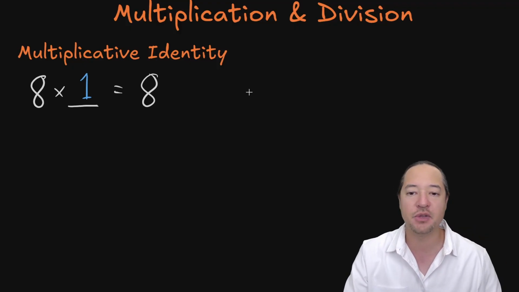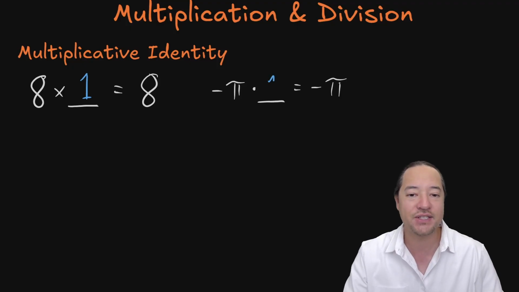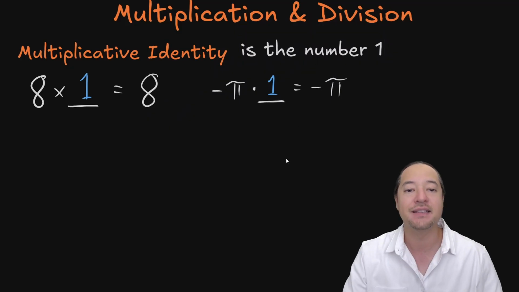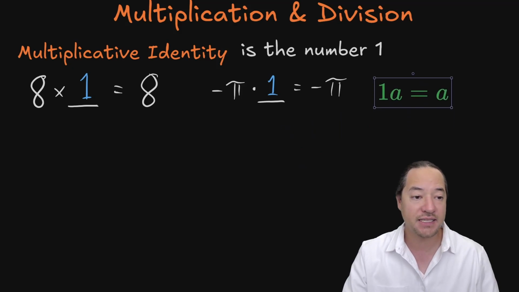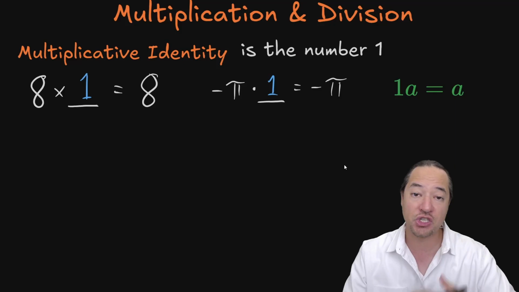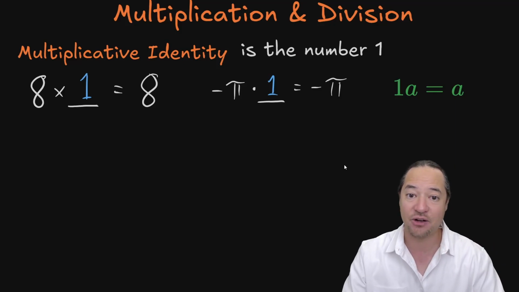Let's look at another example of this. How about a negative pi times the multiplicative identity would give us negative pi. What number is that going to be? Yeah, it's going to be the number 1. It's always going to be the number 1 because the multiplicative identity is the number 1. Okay, so we can have a general rule for this. We could say that 1 times any number a will just return that same original identical number a back out.